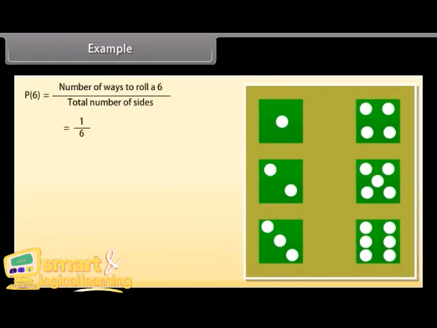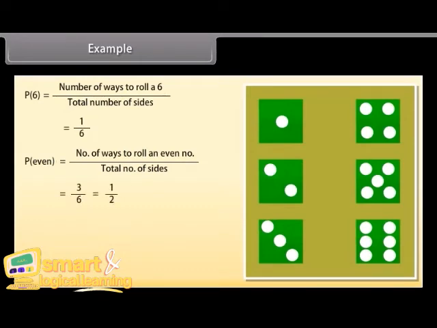Now we can see that the number of ways to roll an even number is 3. We can find the probability as P(even) is equal to number of ways to roll an even number upon total number of sides, which is equal to 3 upon 6, which is 1 upon 2. And the number of ways to roll an odd number is also 3, so the probability is P(odd) is equal to number of ways to roll an odd number upon total number of sides, which is equal to 3 upon 6, which is 1 upon 2.